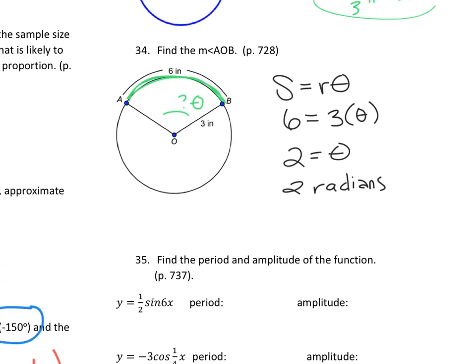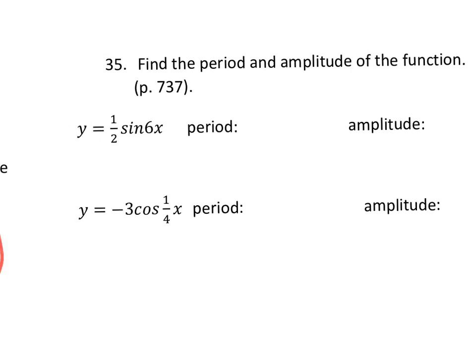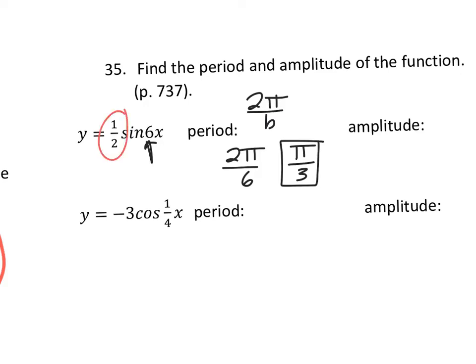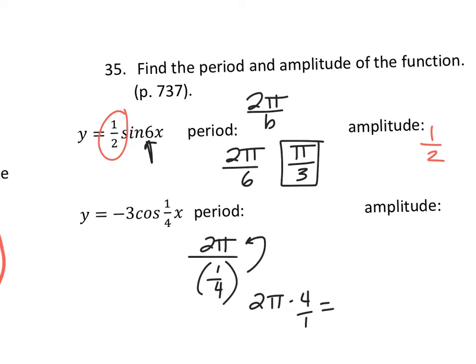Okay, 35, find the period and amplitude. So for the period of a sine and cosine function, the formula is 2 pi over b. So b is the coefficient of x. So this period is 2 pi over 6, which is pi over 3. And the amplitude is the absolute value of a, and a is the coefficient of sine and cosine. So amplitude is going to be 1/2. Right here, the period is going to be 2 pi over 1/4. So I'm going to flip 1/4 over, so it's 2 pi times 4 over 1, which is 8 pi. So the period's 8 pi.